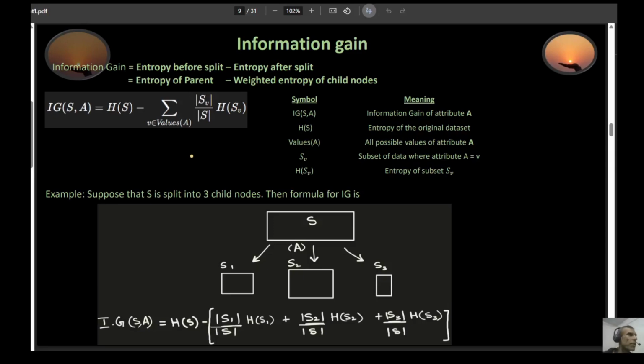Now let's understand information gain. Information gain is defined as the entropy before the split minus entropy after the split. Entropy before the split, that is the entropy of the parent, and the entropy after the split, that would be the weighted entropy of the child nodes. This information gain can also be written in a mathematical expression like this right here. In this case, my HS, this right here, is my entropy of the parent, and this right here is the weighted entropy of the child node.